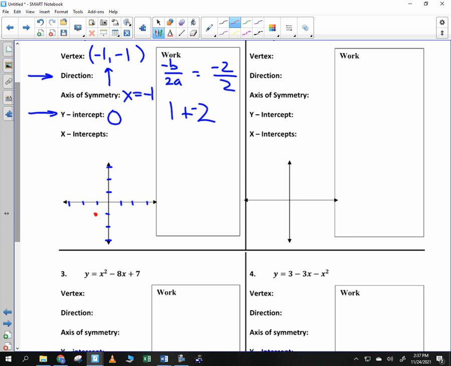Negative 1 is the x of the vertex. The axis of symmetry goes right through it.